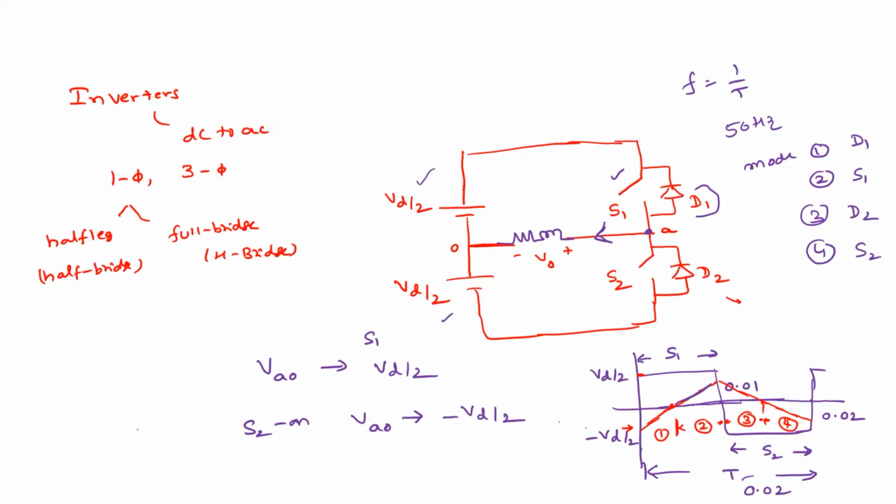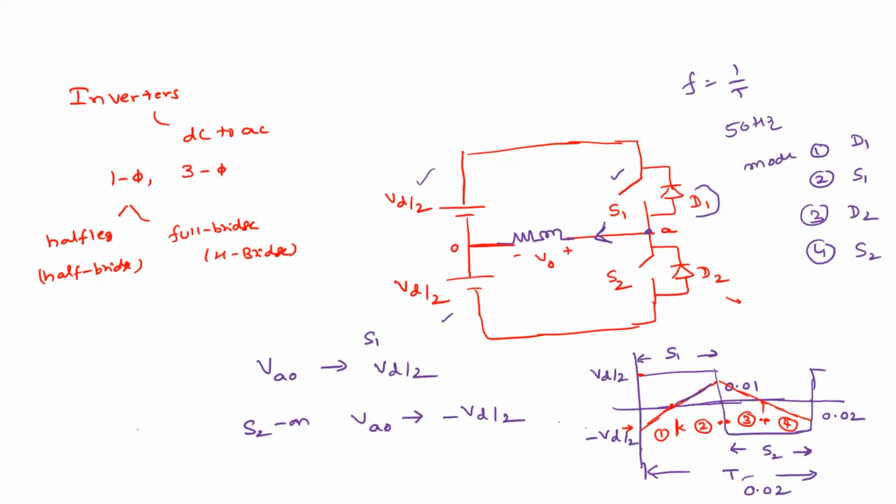So these are known as freewheeling diodes or feedback diodes. Whenever the load is inductive, the power is feeding back to the source. In case of a purely resistive load, there is no role for these diodes. So this is about the half H bridge.